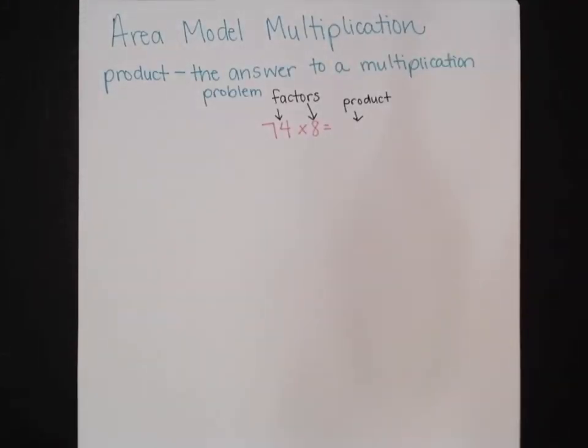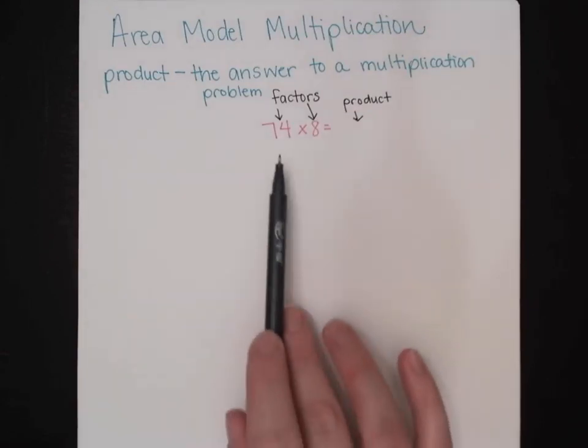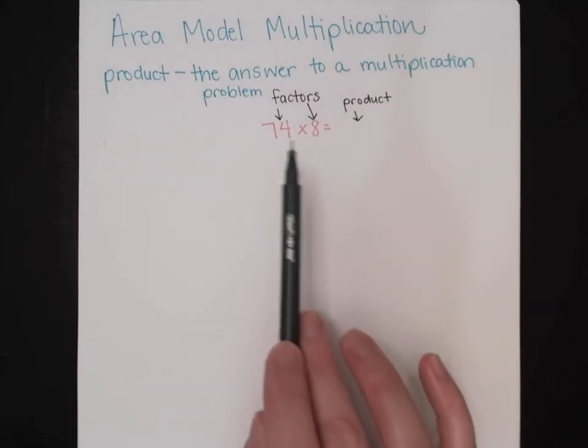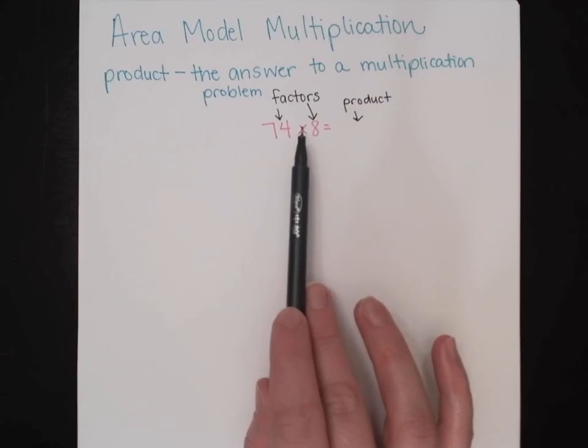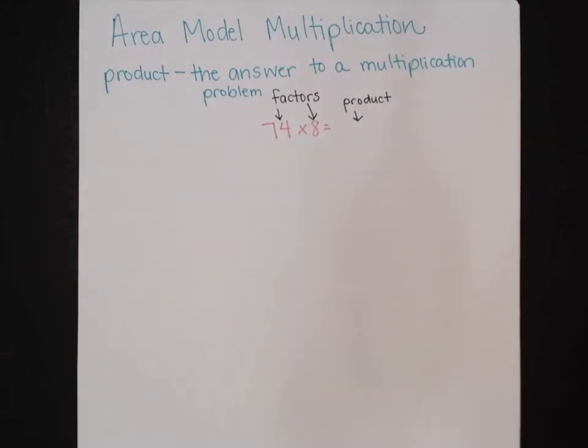In this video, we're going to be reviewing how to use the area model for multiplication to solve multiplication problems. So just as a reminder, the product is the answer to a multiplication problem. For this question, we're about to solve 74 times 8. 74 and 8 are the factors of the problem, and their answer will be the product.